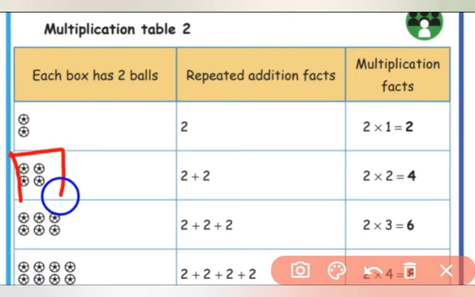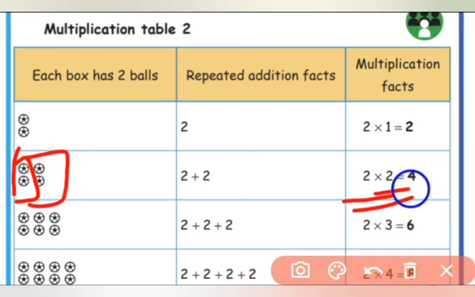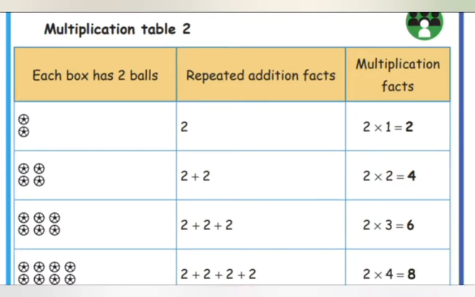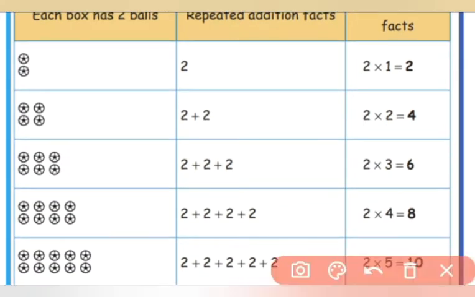Next பாருங்க, இங்க 2 box இருக்கு. ஓரோ பாக்ஸ்லயும் 2 balls இருக்கு. The total number of balls is 4. The multiplication fact is 2 into 2 is equal to 4. See, next பாருங்க, 3 times 2. எவ்வளோ பாக்ஸ் இருக்கு 3 பாக்ஸ். ஓரோ பாக்ஸ்ல எவ்வளோ பால்ஸ் இருக்கு 2. So the total number of balls is 6. The multiplication fact is 2 into 3 is equal to 6.